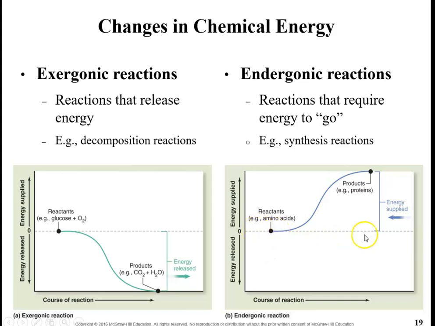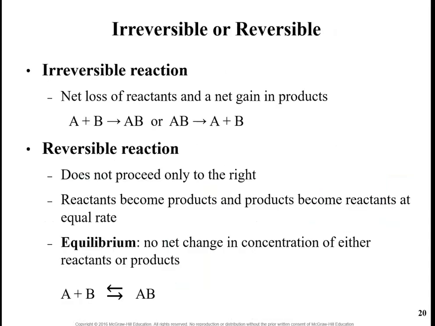Here you have energy at 0, and you have reactants down here, and you have the products up here, so the products have more energy than the reactants. So again, conservation of energy, that would mean we had to put energy into this system to get the products up here. And I want you to be able to interpret graphs like this and understand which one is an exergonic or energy releasing reaction, and which one is an endergonic or energy requiring reaction.